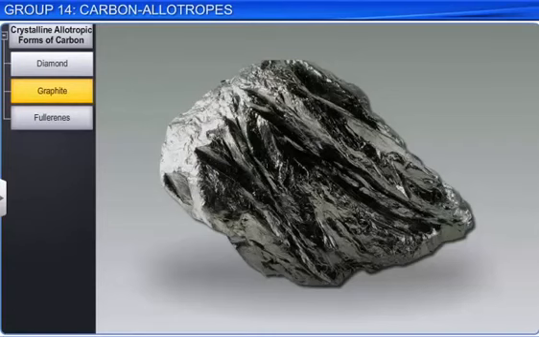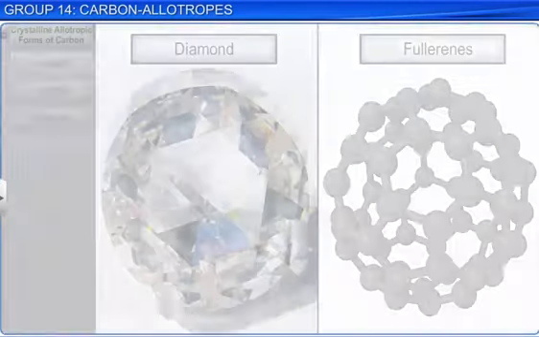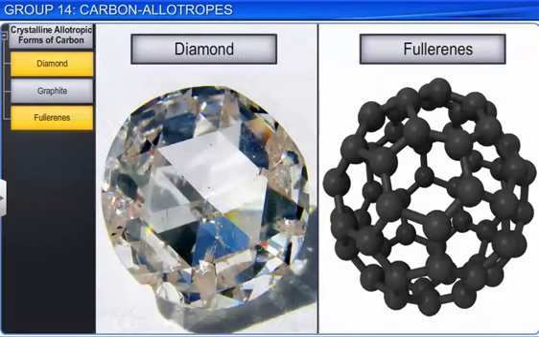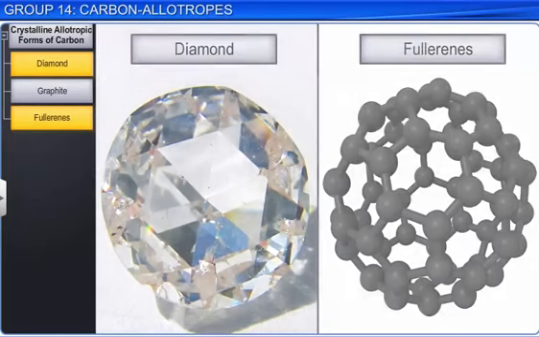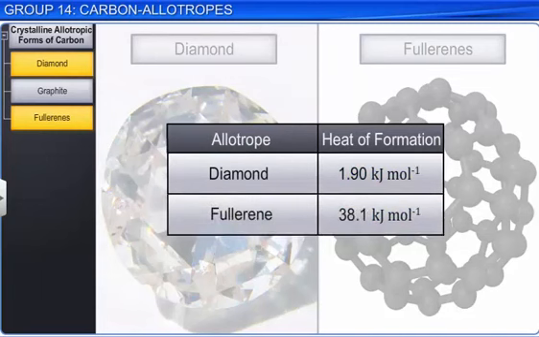Under standard conditions, graphite is the thermodynamically most stable allotrope of carbon. Since it is considered as the standard state of carbon, its heat of formation is set at 0. Both diamond and fullerenes have higher heats of formation, reflecting their lower stability. The heat of formation of diamond is 1.90 kJ per mole, and the heat of formation for fullerene is 38.1 kJ per mole.